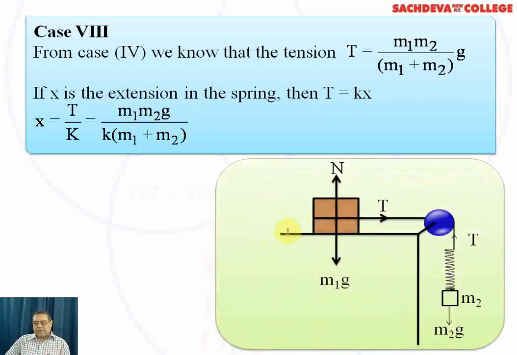So it is shown in the figure. Again, N is the normal reaction to the surface, M1g is the weight, normal reaction N balances M1g, T is the tension, and T1 is the tension on the string towards the spring side, and M2 is the mass suspended with the spring. So obviously its weight will be M2g.